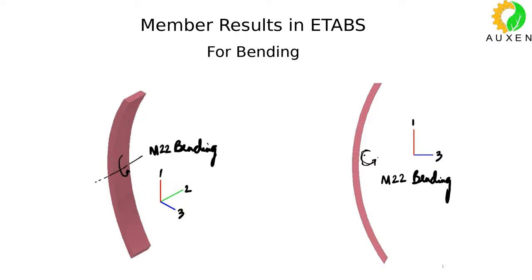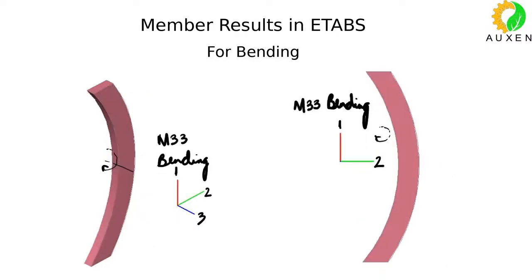On your left side, you see a 3D isometric view, M22 bending, minor axis bending in the column. On your right side, you see a side view of the same column. Okay, M22 bending, bending about the minor axis. I hope these directions are making things clear to you. Then this will be a major axis bending, bending about the major axis.